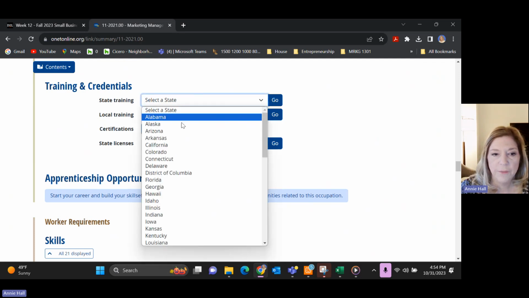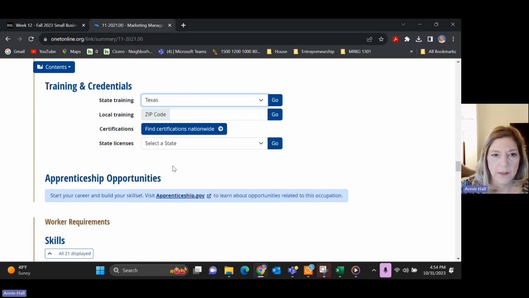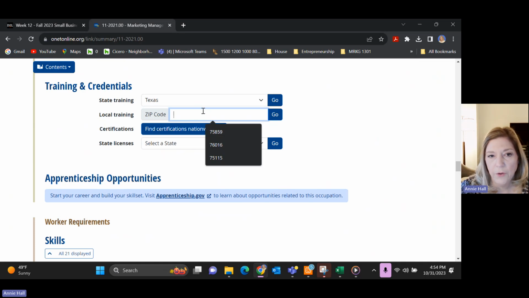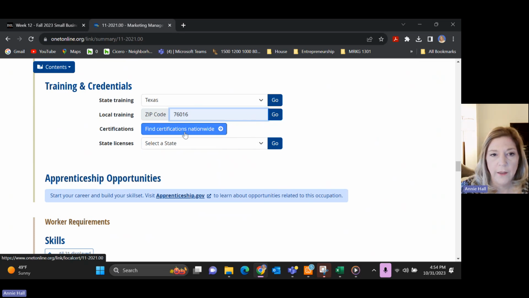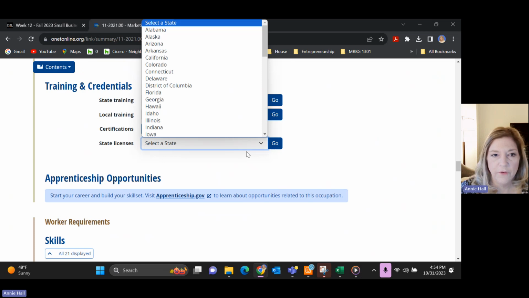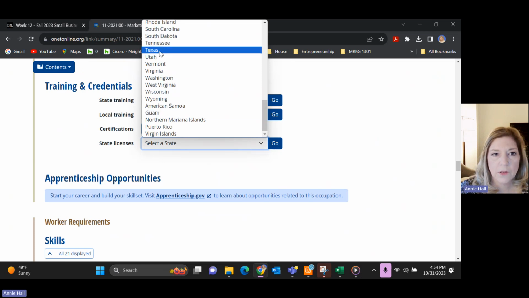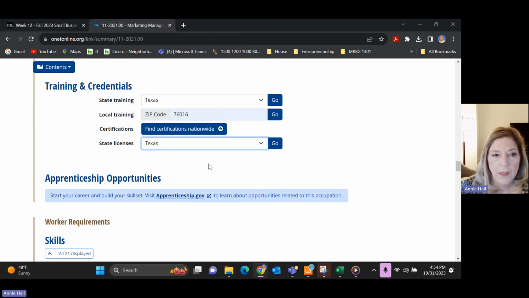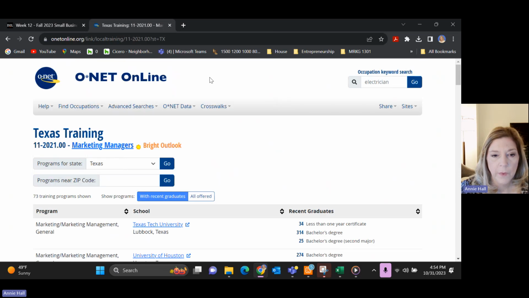So what you can do here is you can pick your state. I will pick Texas. If you want to make it a local code, you could put in a local zip code if you want. I think that's Arlington. And you can find certifications. You can also find if licenses are required. I don't believe licenses are required for this job, but we'll just pick it and just see for fun. And now I can say go. I'm going to go for the Texas right here.